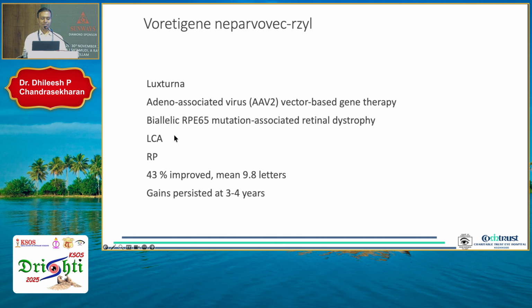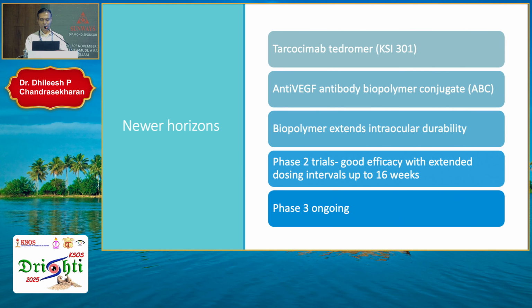This is gene therapy directed against biallelic RPE65 mutation associated retinal dystrophy. It is used in Leber's congenital amaurosis and retinitis pigmentosa. It showed promising results: 43% of patients improved around 9.8 letters, and these gains persisted at 3 to 4 years. This is a one-time subretinal injection, and the cost as of now is prohibitively high. Bilateral treatment will cost around 7.2 crores in Indian money as of now.